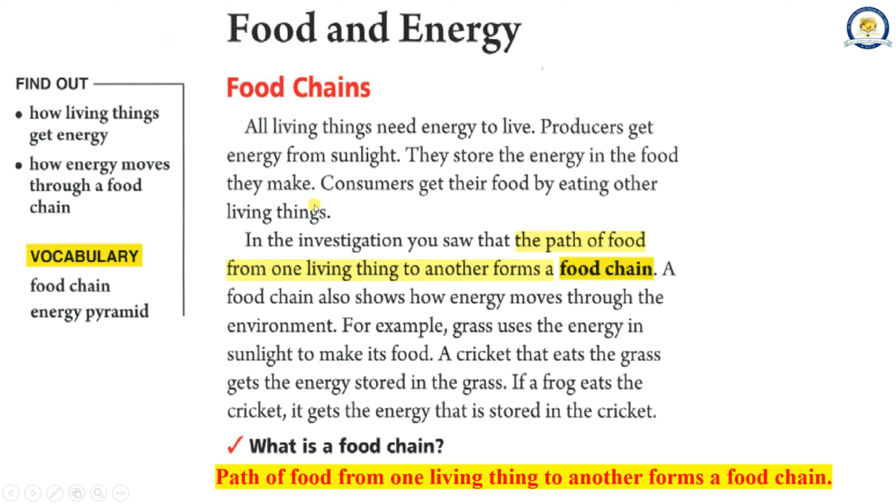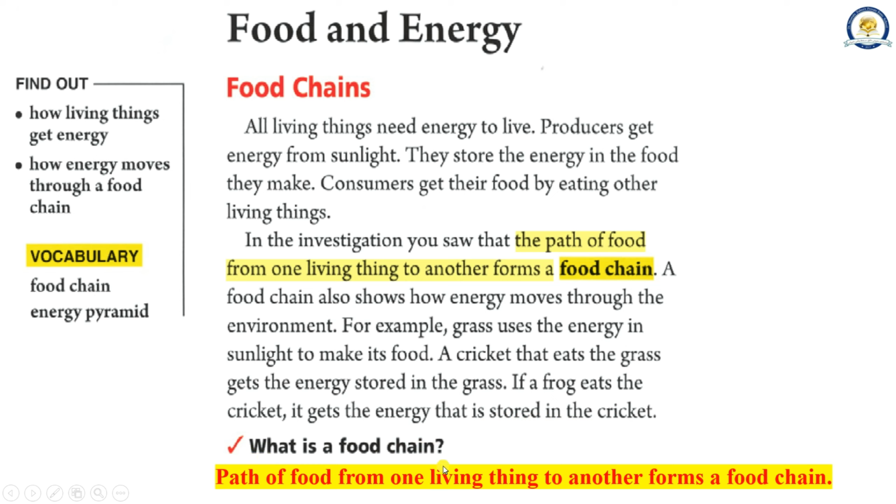Consumers get their food by eating other living things. In the investigation you saw that the path of food from one living thing to another forms a food chain. A food chain also shows how energy moves through the environment. For example, grass uses the energy in sunlight to make its food. A cricket that eats the grass gets the energy stored in the grass. If a frog eats the cricket, it gets the energy that is stored in the cricket.